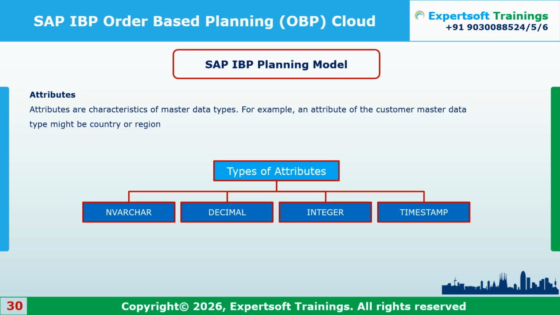The first thing is attributes. Basically in IBP, there are four different types of attributes. One is NVARCHAR, second is decimal, third is integer, and the fourth one is timestamp. I think you might be aware of the attributes and how to determine them, but can you recall in which scenarios we'll go for NVARCHAR, in which cases decimal, and in which cases integer or timestamp?